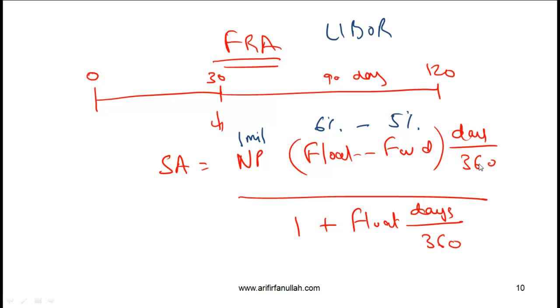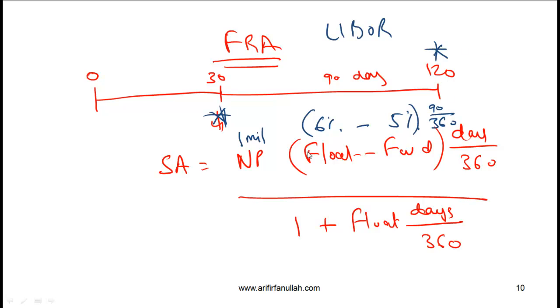And then days over 360. So essentially 1 million into 6% minus 5%. So this essentially is the 1% number. So this is the net benefit to the long in my example. The net benefit to the long, but then these are annualized numbers, so we need to bring this down to a 90-day period. So that's why we multiplied this by 90 over 360. So this number in the numerator gives us the amount on day 120 that the short has to pay the long. Now we want to actually settle over here at day 30.